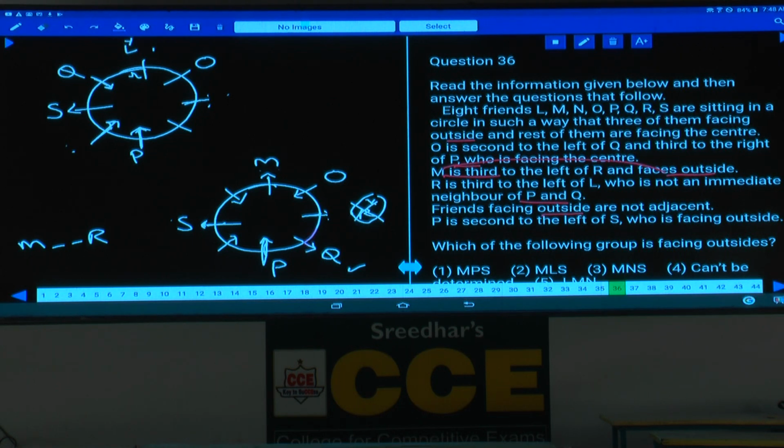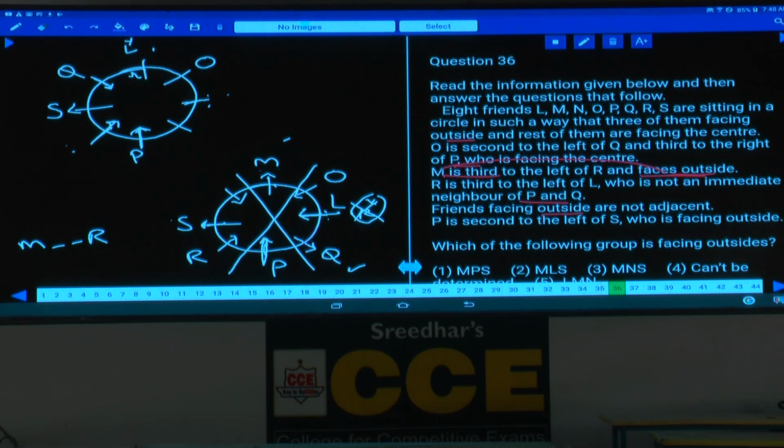M is third to the left of R. As M is third to the left of R, and this R must be at this place, then only M is third to the left of R, and this end faces outside. And next one. Now here if you observe, 1, 2, 3, 4, 5, 6 persons were finalized here. As 6 persons were finalized, first let us check out this possibility. Then any other information here, R is third to the left of L. As R is third to the left of L, where should this L be? L must be here. L is not an immediate neighbor of P and Q, but as here what happens here, L is an immediate neighbor of Q. Hence this case is completely ruled out.